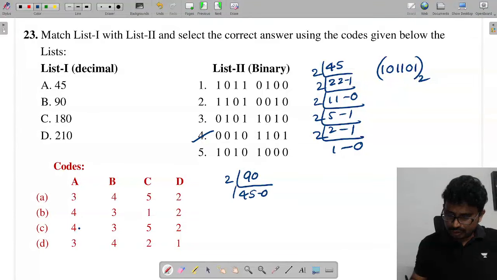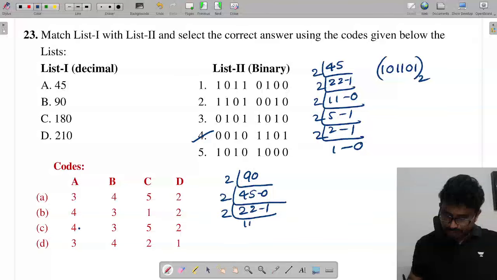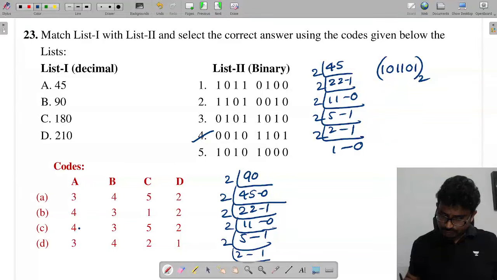So that means you can check 45. This is 0, and 2 2s, this is 1. And this is 2 1 1 0, that is 2 5 1. 2 5 is 1. This is 2 2s 1. Okay. Now this is 2 1s.